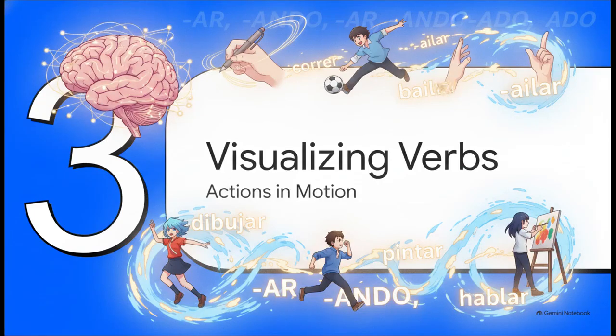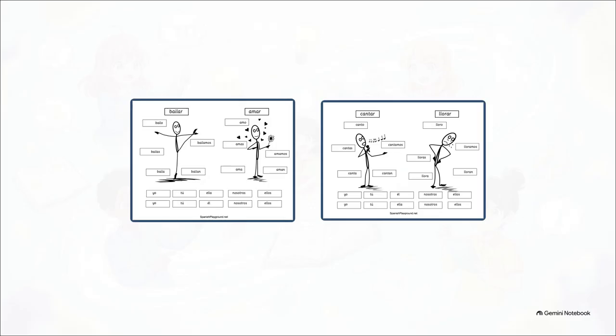Up next, section 3, visualizing Spanish verbs, or actions in motion. Tying a visual to a grammar rule is a proven way to lock it into your long-term memory. Look at these fun stick figure illustrations. They perfectly show how the pronouns match up with their newly conjugated actions. Like, you see the figure dancing for bailar, and when you pair it with yo, it becomes bailo. Or the sad little figure for llorar. With nosotros, it becomes lloramos, we cry. It really brings the grammar to life.